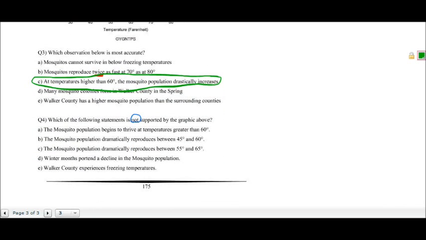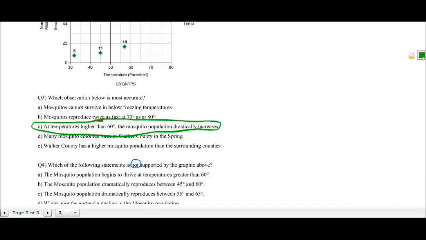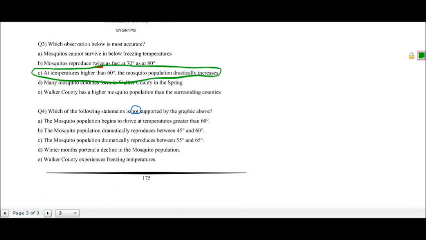So we're not going to choose A. And then we're going to come down and look at B. The mosquito population dramatically reproduces between 45 degrees and 60 degrees. So we're going to come over here, and this is 45 degrees and this is 60 degrees. So is that a dramatic increase? No, it's an increase, but it's not dramatic. And again, that's part of our evaluation that 11 to 18 is not dramatic. Let's move down to C.